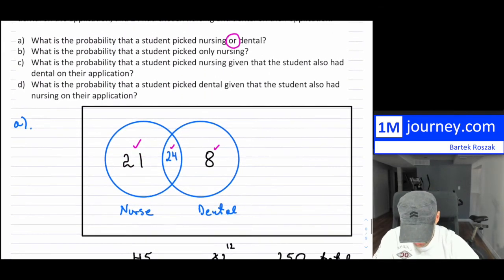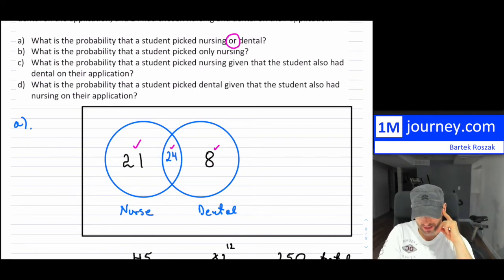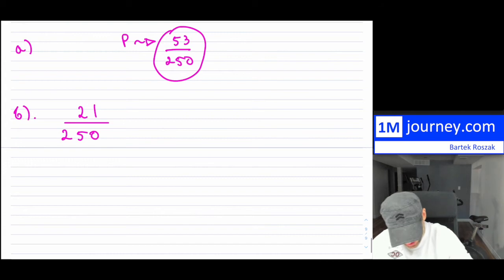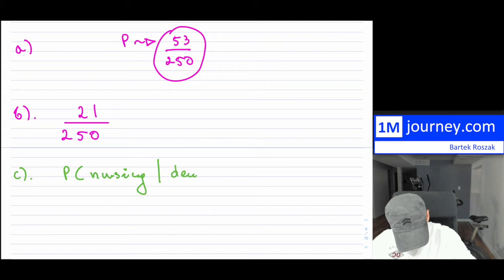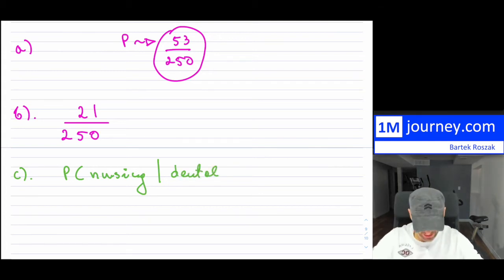And now for part C, what is the probability that a student picked nursing given that a student also had dental on their application? So this is a nice conditional probability. So what this is saying is the following. For part C, we have the probability that they picked nursing, but we are given that they also have dental on their application.